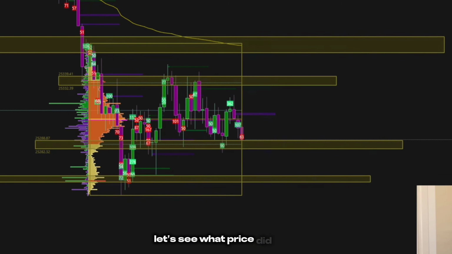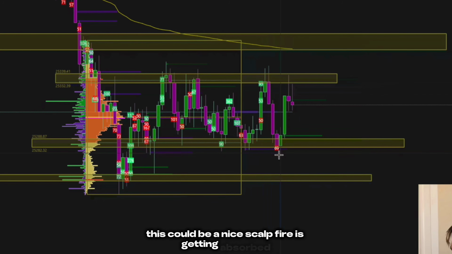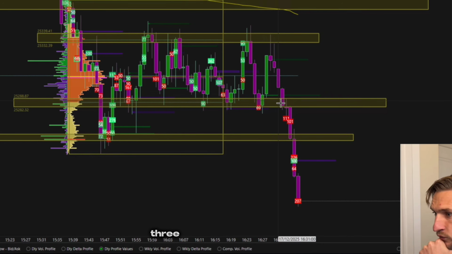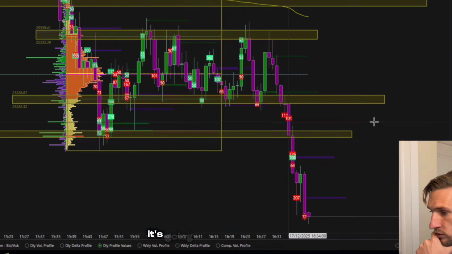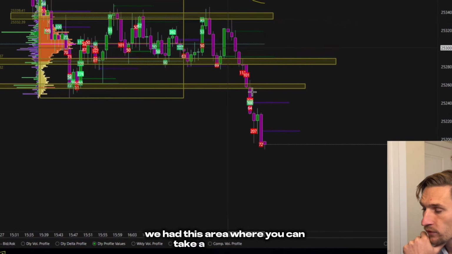Let's see what price did. Right, as you can see here, this could be a nice scalp. Buyers getting absorbed, sellers getting absorbed. As you can see, this was already 1, 2, 3, 4 times. All right. Oh, whoa, it's going too fast. All right, we had this area where you can take a few nice scalps.